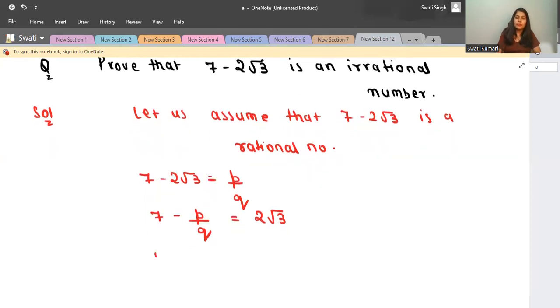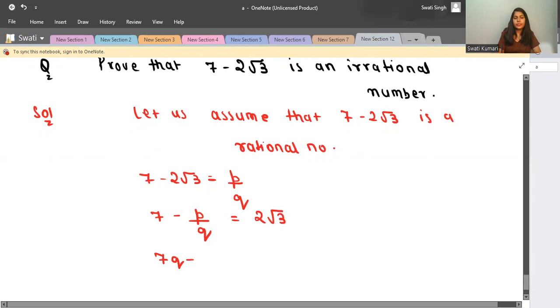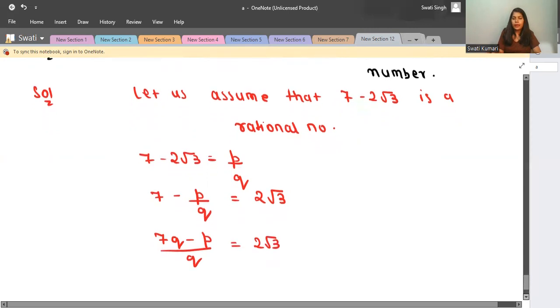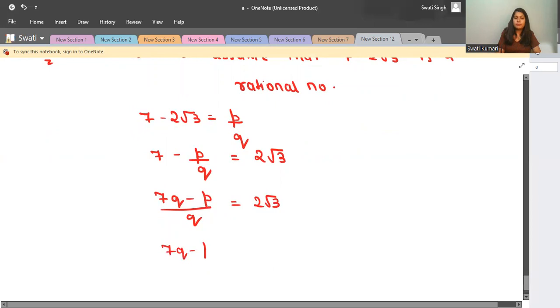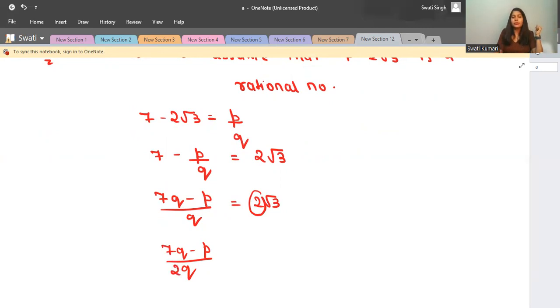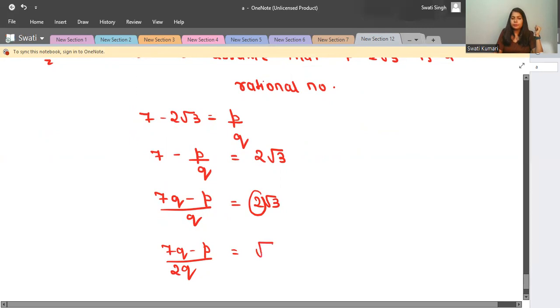So now what this will become, we'll take LCM: 7Q minus P upon Q is equal to 2 root 3, right? And I can also write this as 7Q minus P upon 2Q, because I can just shift this 2 to this side. So of course, that 2 will come in the denominator. So this will become equal to root 3.